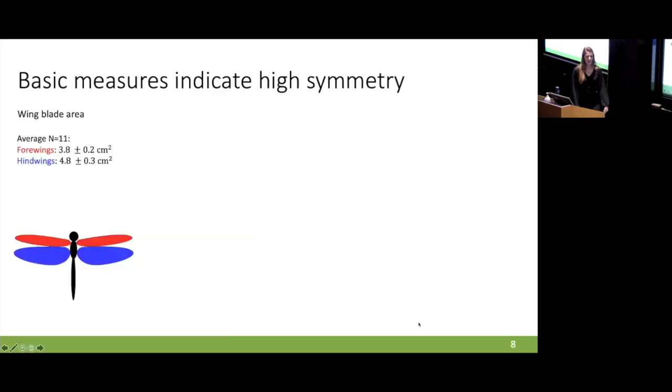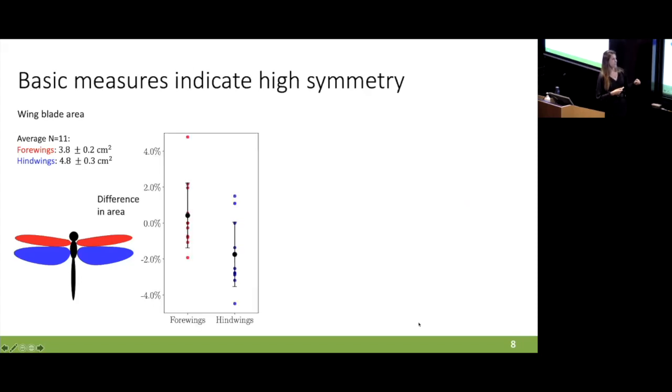Okay, so we're talking about asymmetry. Let's think about the most basic measures that we can look at. So comparing left and right sides, so red to red and blue to blue. Or we can talk about just the area that a wing takes up. And you see, okay, the forewings are indeed smaller than the hind wings, but let's talk about the asymmetry. So this is % difference in area between the forewings and the hind wings. So the forewings, there's less than a 1% difference, and the hind wings, there's about a 2% difference. So you can think about this as comparing the length of your arms, maybe a 1 to 2% difference, you wouldn't really be able to tell.